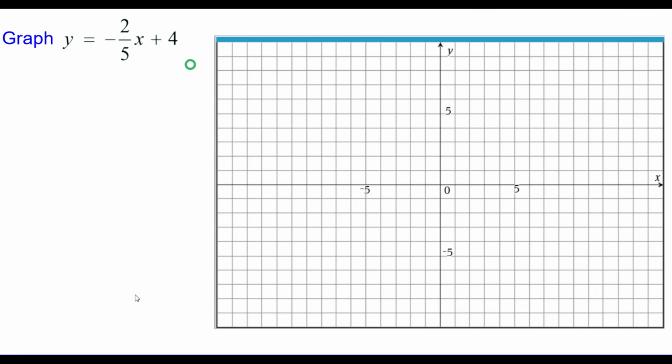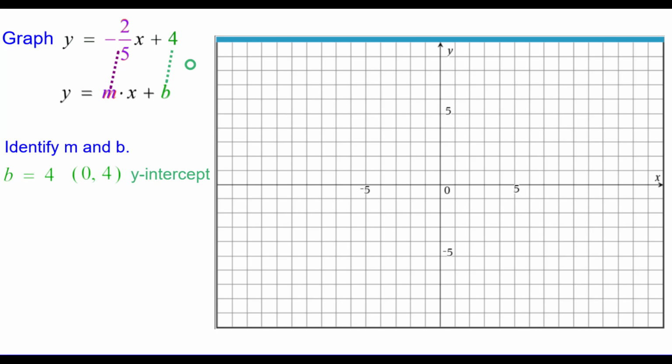Here's our example. Graph y equals negative 2/5 x plus 4. The equation must be solved for y, and it is. We need to identify the value for the slope and the value for the y-coordinate of the y-intercept, m and b. So we write y equals mx plus b below the equation, and then m is going to be negative 2/5, the coefficient of x, and b is going to be positive 4, the number that's added to the x term. So we start with b equals 4, and we plot the point (0, 4) on the y-axis.